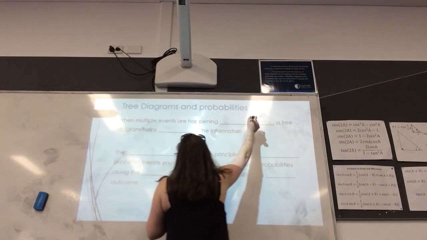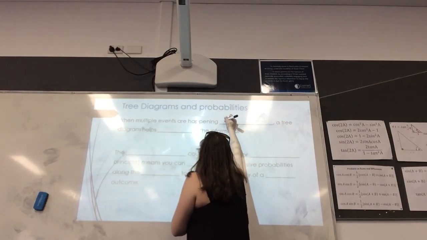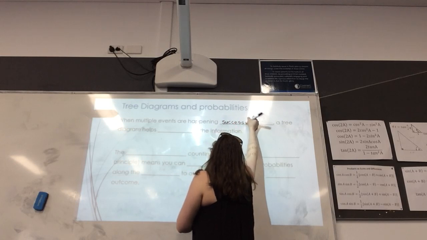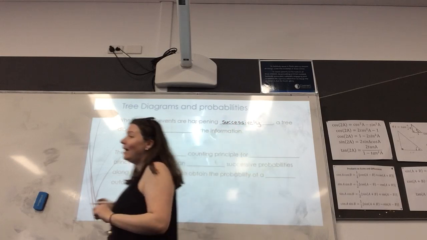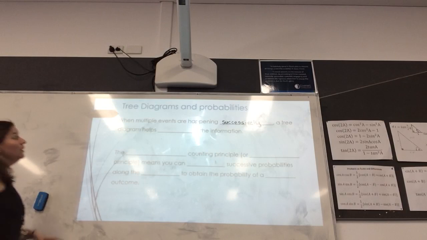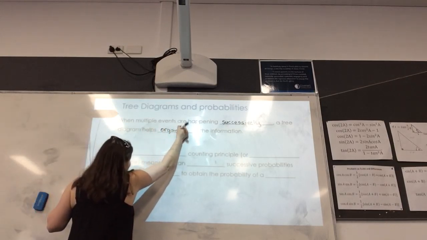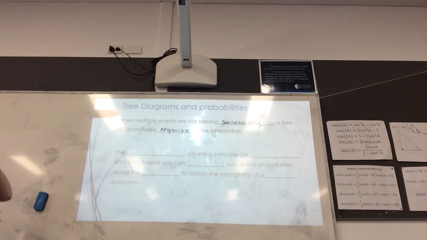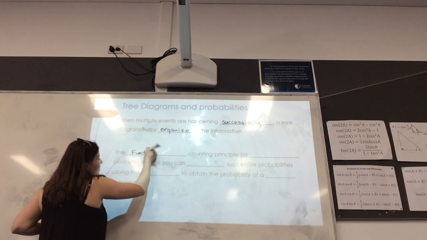Okay, so when multiple events are happening successively, that means one after the other. But remember how I mentioned, if I tossed 2 coins at the same time, that is exactly the same as me tossing 1 coin and then tossing another, okay? So successively, we treat it as though one thing happened first, but it may have been at the same time. That's okay, all right? So our tree diagram can help us to organize the information, okay? Now, we have this thing called the fundamental counting principle, which you already know.